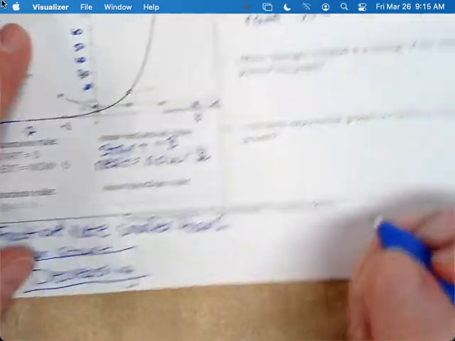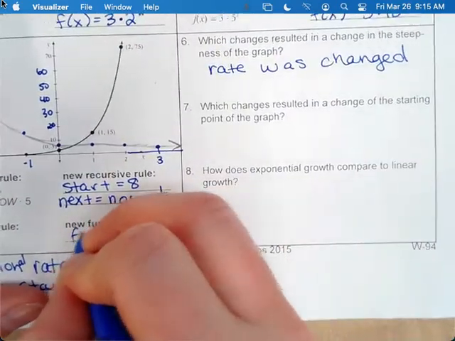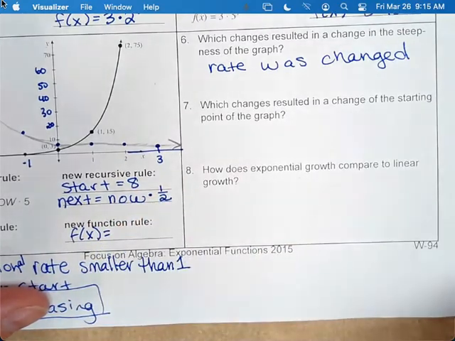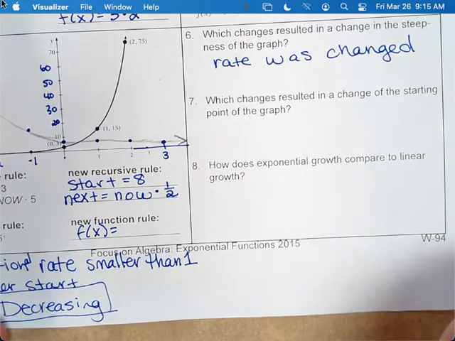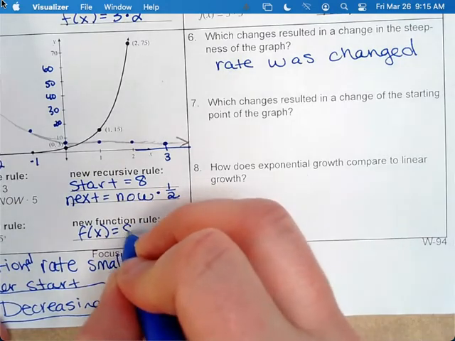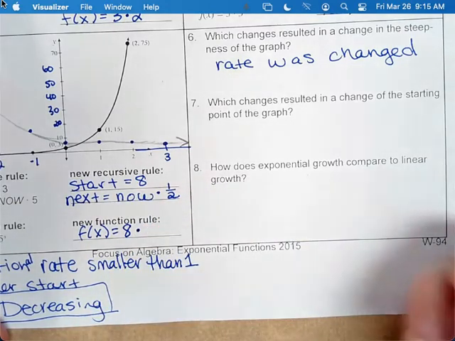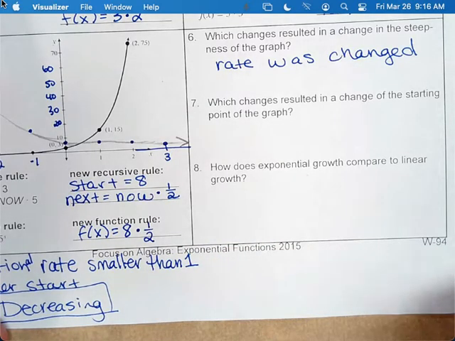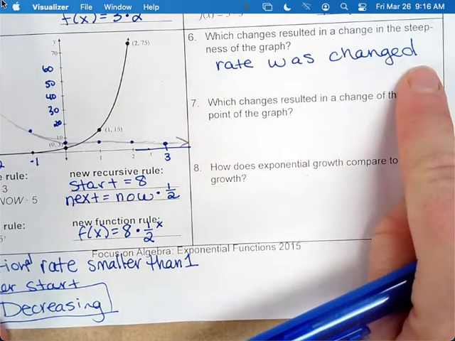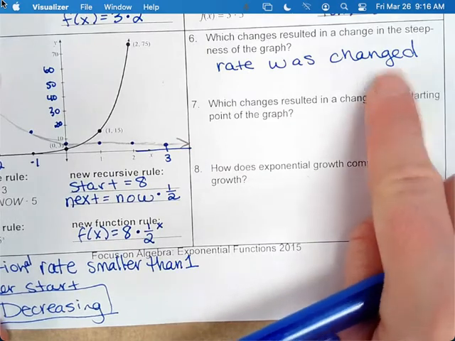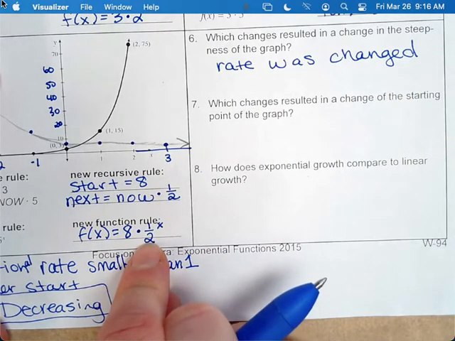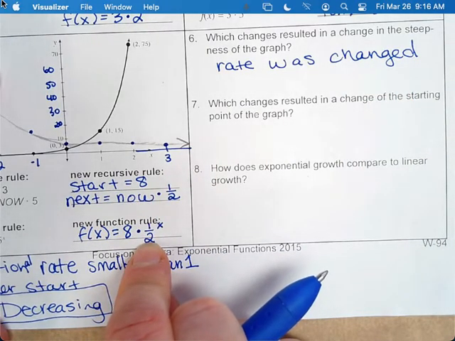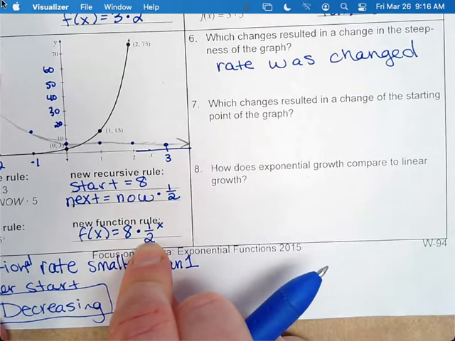Oh, we forgot to do this function rule. Let's write this function rule now. F of x equals, what do we put first in our function rule? Start, which is 8. And then what do we put next? 1/2. Where do we put the x at? Yep, with the exponent. 1/2 to the x power. So rate was changed. If the rate is changed, that is the number with our exponent. Just like with slope, it's the number with the x value.